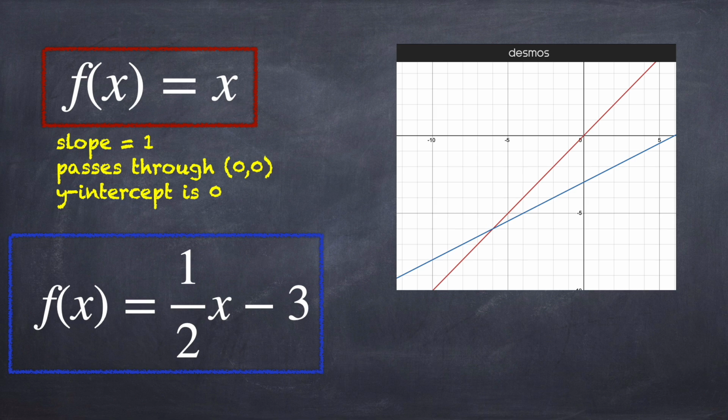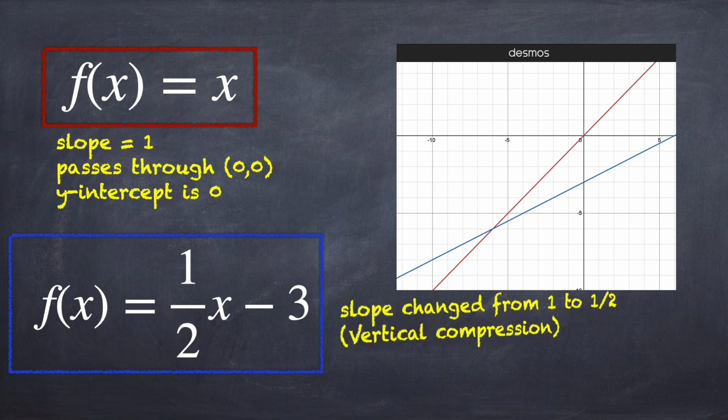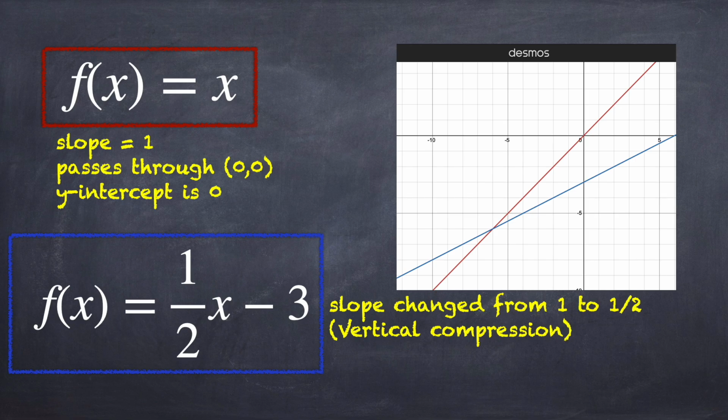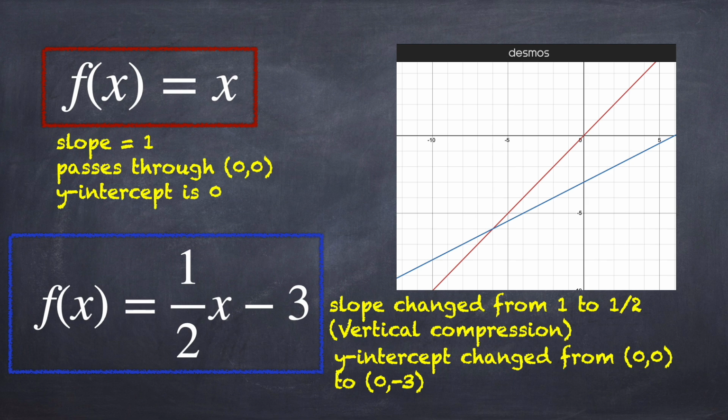Okay, and then I went down 3 units. We don't talk about a horizontal shift on our linear ones, okay? So our slope changed from 1 to 1/2, and then we had a vertical compression. You could say I have a vertical compression by a factor of 1/2. I would probably just say the slope changed from 1 to 1/2, and then I would say that the y-intercept changed from 0, 0 to 0, -3.